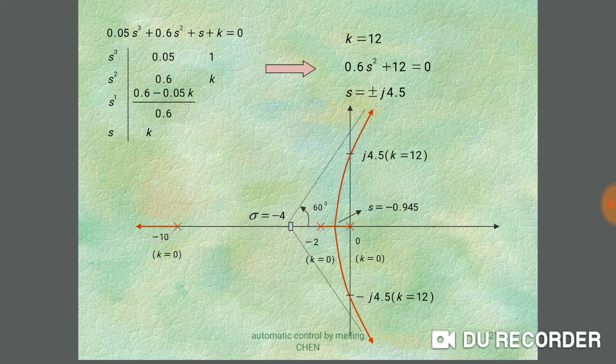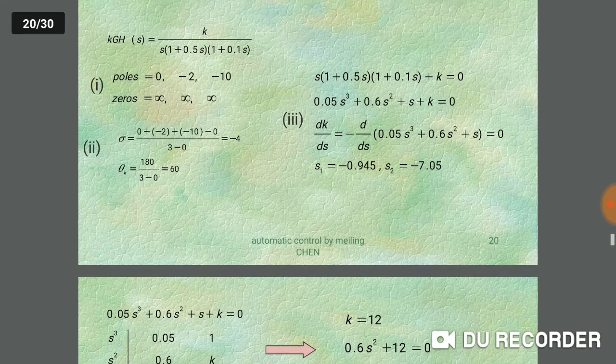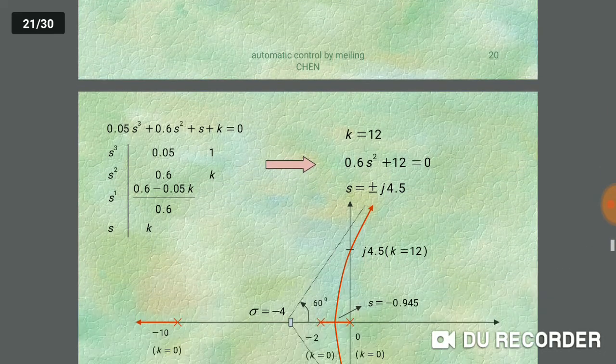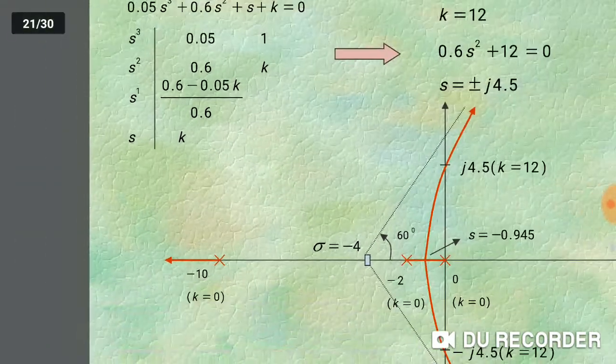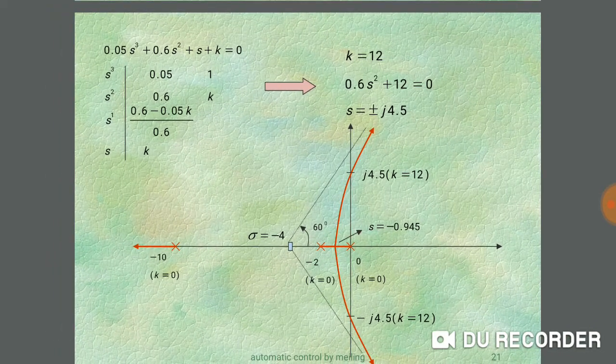Then we got the breakaway point, which lies between 0 and minus 2. We got two values of s: minus 7.05 and minus 0.945. Minus 7.05 is not valid. s equal to minus 0.945 is valid because it is on the real axis, between 0 and minus 2. So point out that also.